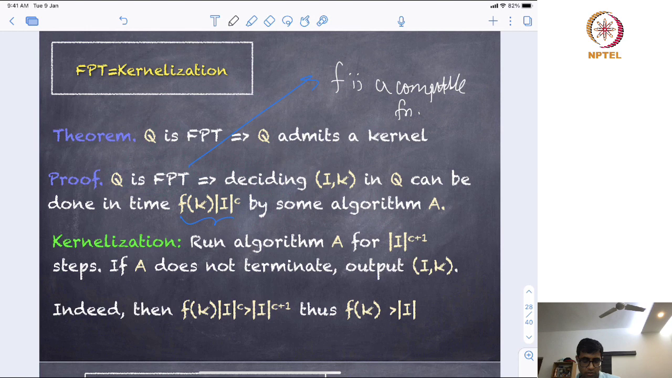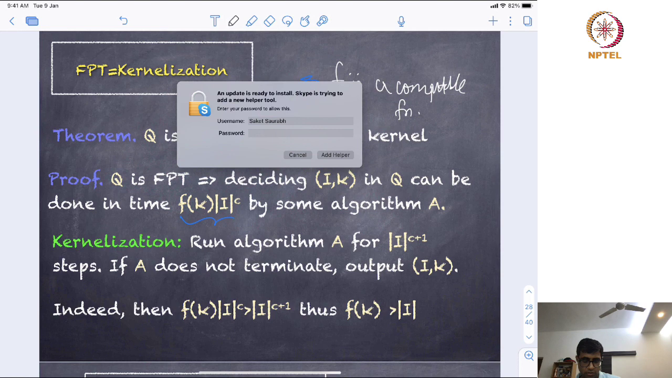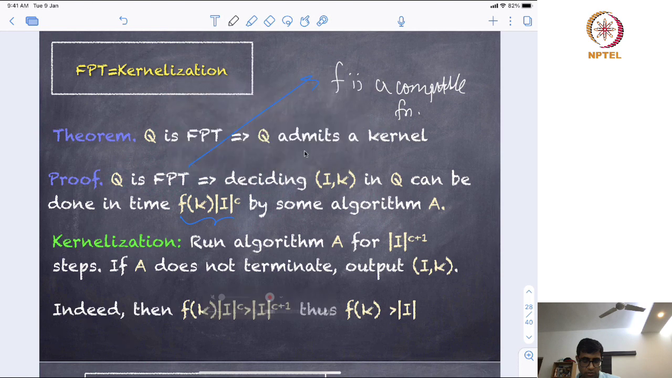So, what does the kernelization algorithm do? It runs this algorithm A for |I| to the power c plus 1 steps. Either this algorithm ends by then and tells me the answer, or, if it does not terminate, then I will say, hey, (I, k) is your kernel. So, it is a very trivial algorithm in the following sense.